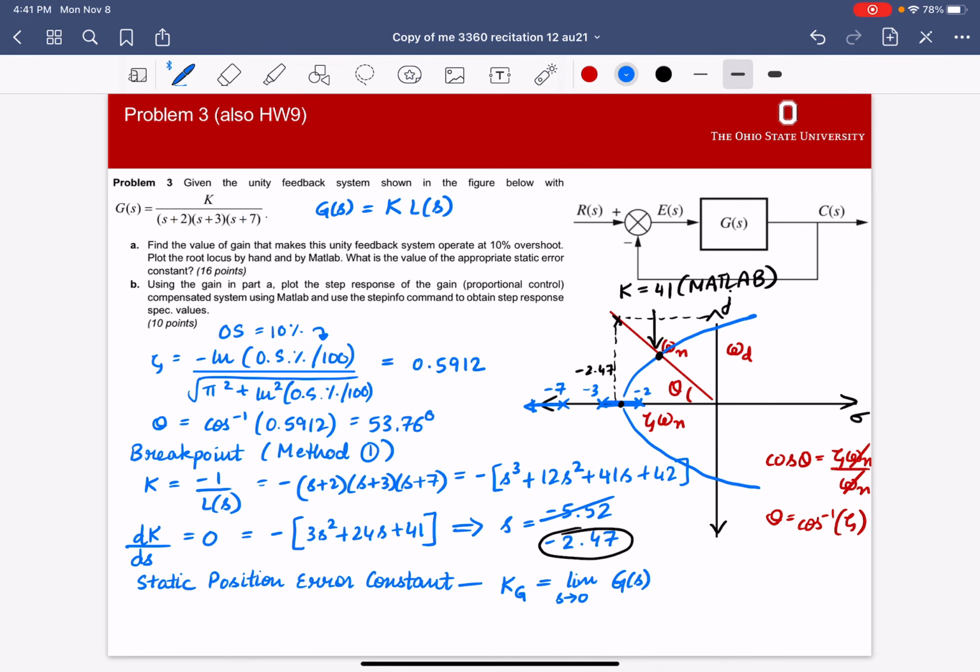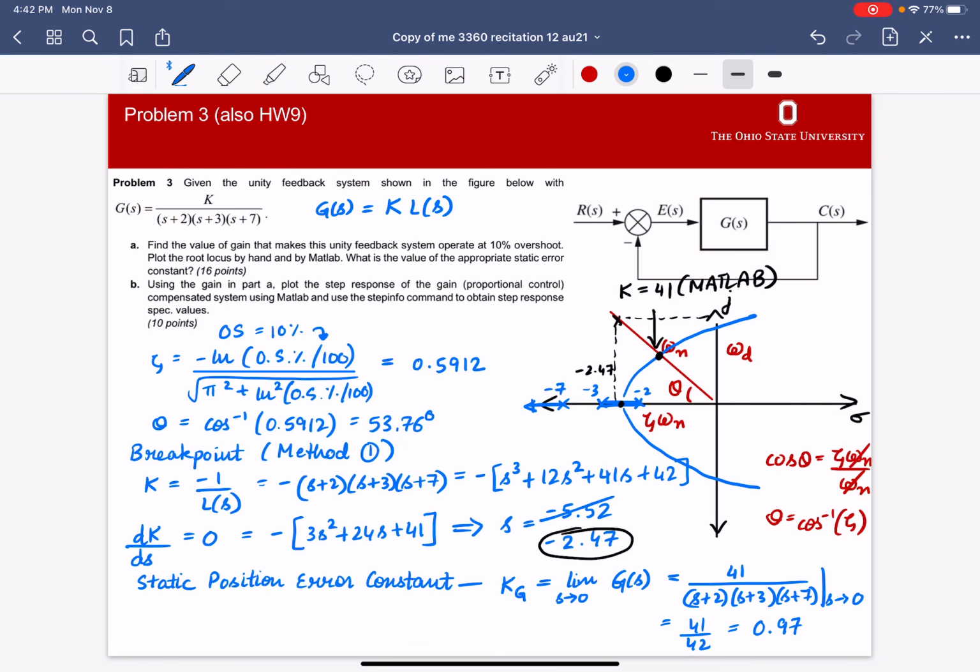And so if you're looking at this particular point here where the gain is 41, our error constant would be 41 divided by that, and s is tending to 0. So this is nothing but just 41 by 42, approximately 0.97, something like that.